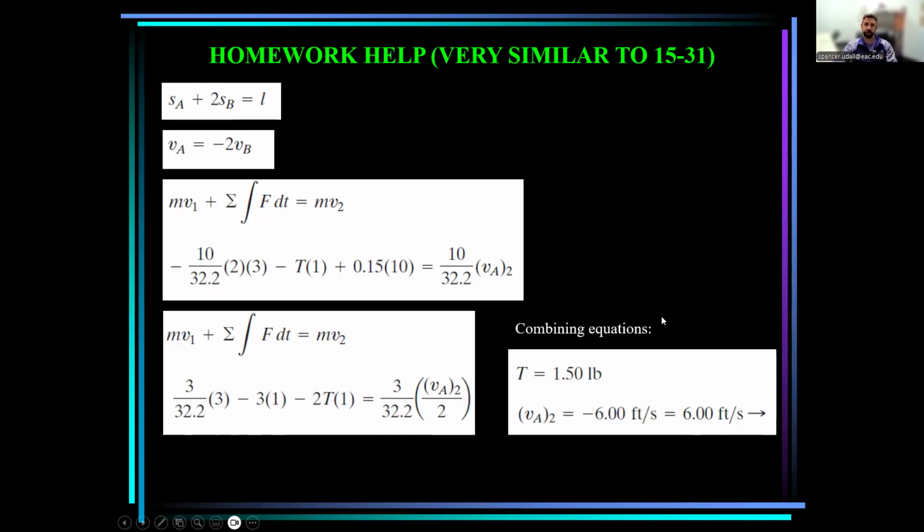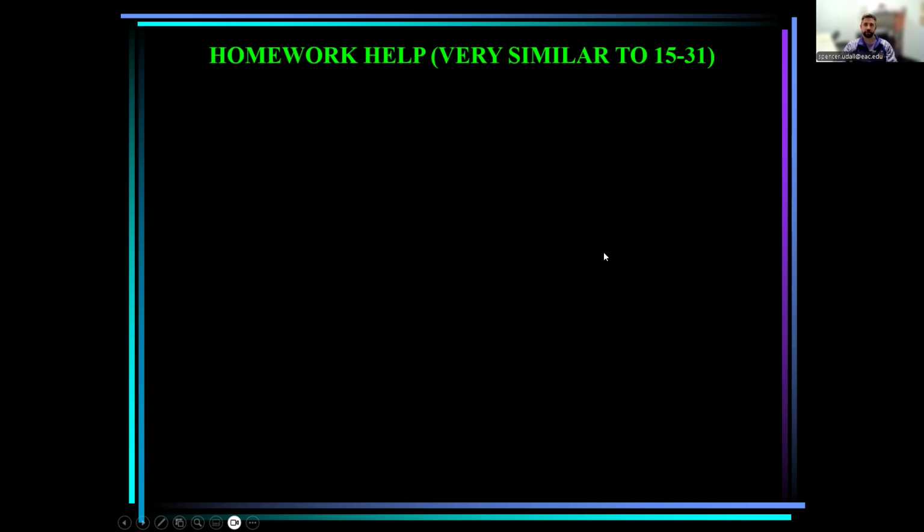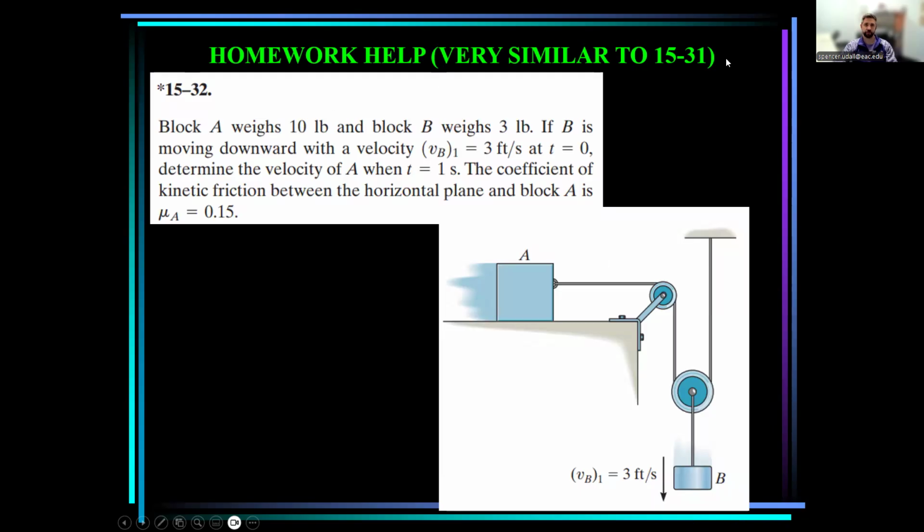Okay, so try that out in the homework. That's pretty similar, like I said, to the one that you'll do, 1531. And that'll be some good practice trying out this new method using momentum, a very nice and elegant way of handling velocities again.